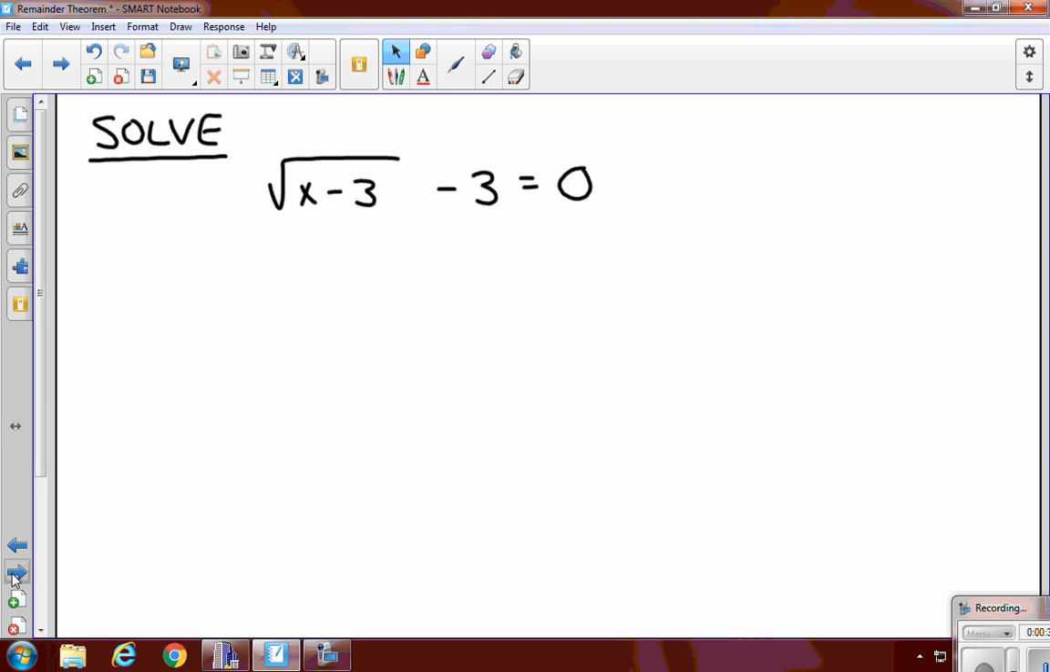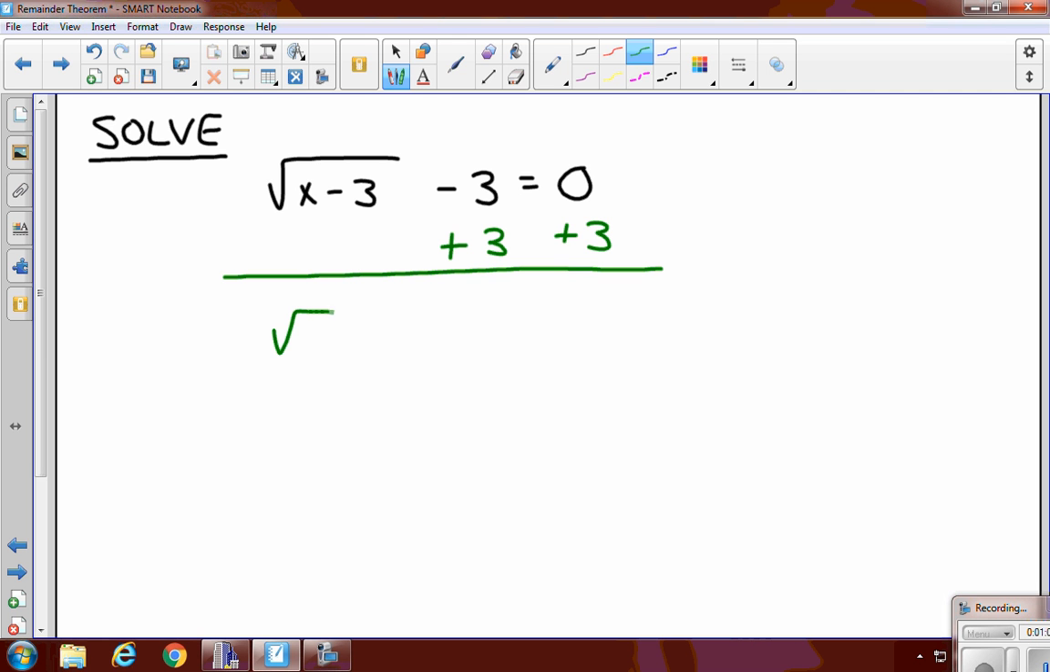Last year we would have seen a question like this. Solve the square root of x minus 3, and then minus 3 equals 0. Now the first step was isolate the radical. The radical is anything underneath the square root sign, so in this case the radicand is x minus 3. So we need to get that by itself first. The first step would be to move this 3 over. So now what we have is the square root of x minus 3 equals a positive 3.